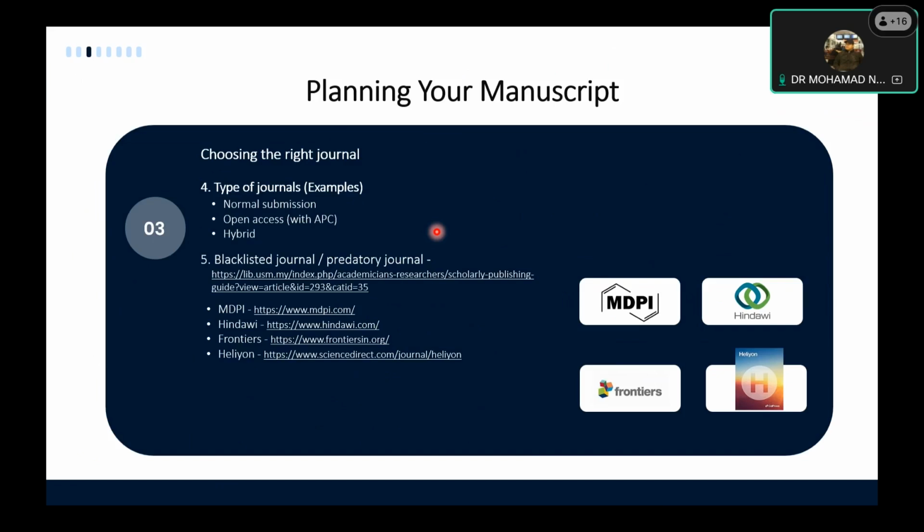And the third one is hybrid. Hybrid is where they give us an option whether we want to publish in open access or normal submission. Okay, I just want to highlight a few things about this one.